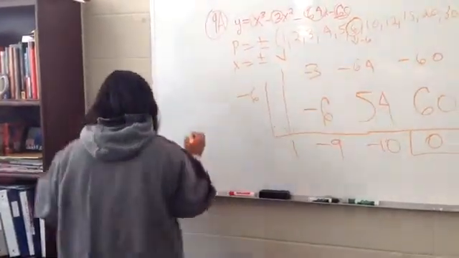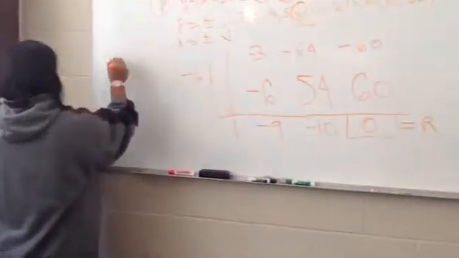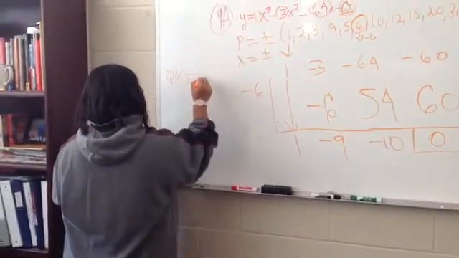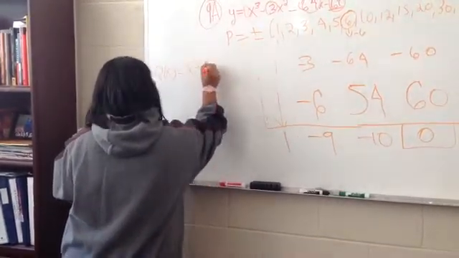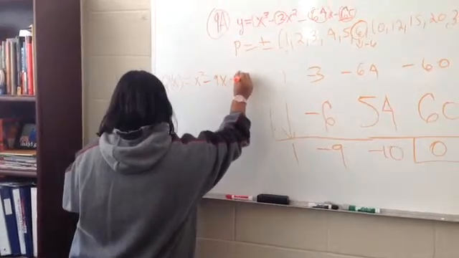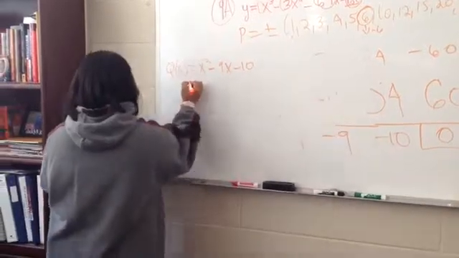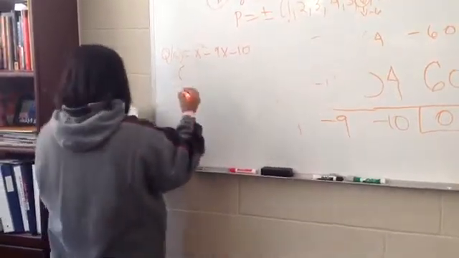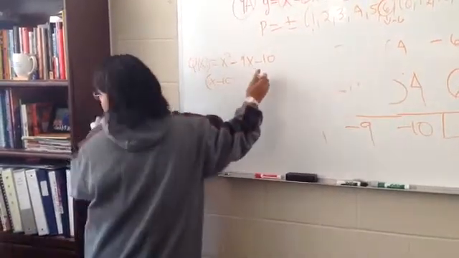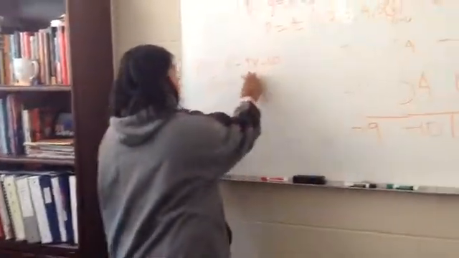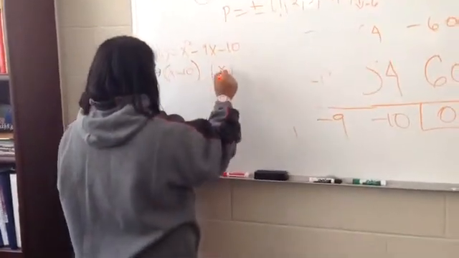And then we are going to do this, which technically means Q of x equals x squared minus 9x minus 10. And then we are going to be factoring this. So you're trying to find what times what equals negative 10 that will give you negative 9. So it's x minus 10 and x plus 1.